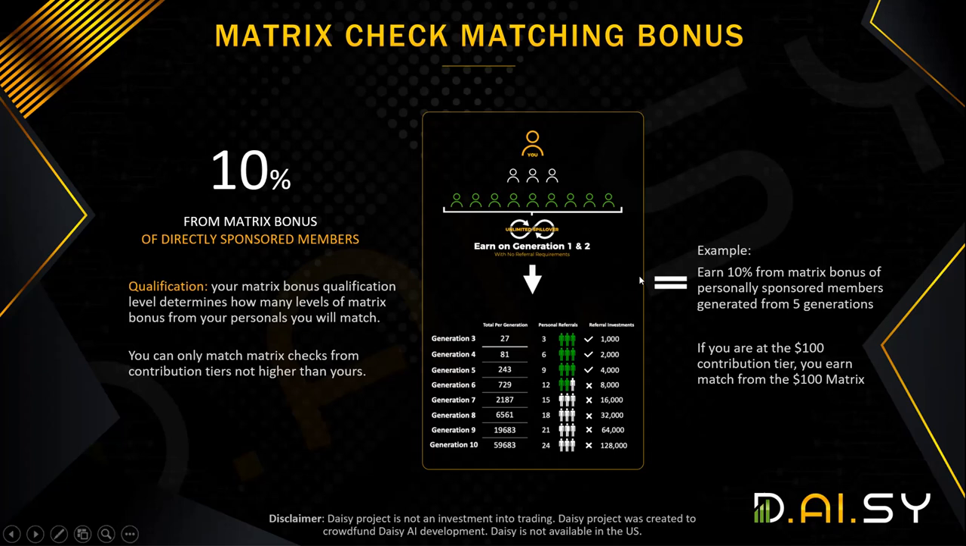And we have an example here. Earn 10% from matrix bonus on personal sponsored members generated from five generation. If you are at the $100 contribution tier, you earn match from the $100 matrix. So that means if you stop at 100 and you bring people in that buy the 200 or the 300 tier, well, you're not gonna be earning much on them because they are the tier higher than yours.